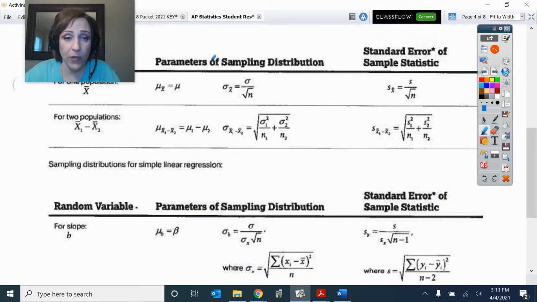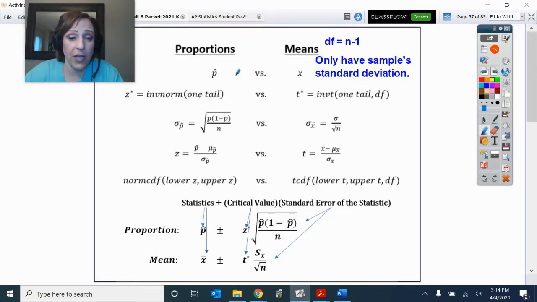All right, same thing with the means. If you know the population standard deviation, you're using sigma. If you do not, and you're using the sample standard deviation, then you're making a standard error. Okay? And here's those formulas here. So those are on your formula chart, and you need to be able to find those. Now, back to this.